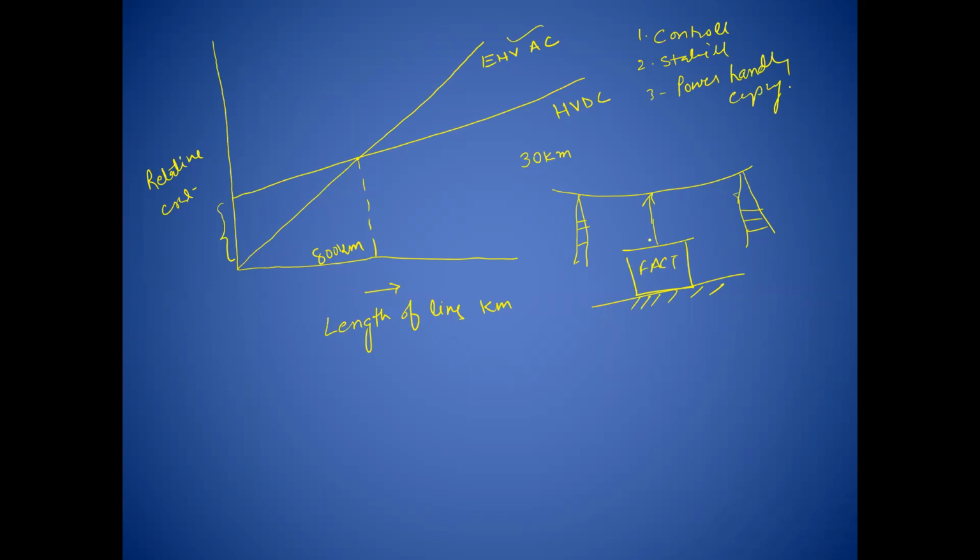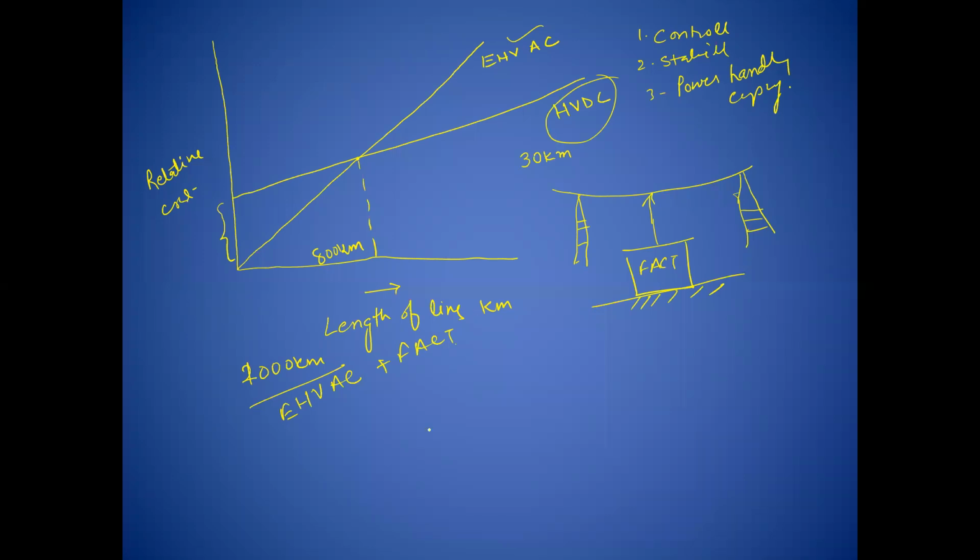So for this overhead transmission line, if the length of the transmission line is around 1000 kilometers, definitely we will use the EHV AC system in conjunction with FACTS technology. Whereas if the transmission line is more than 1000 kilometers, it may be 2000 kilometers or 1500 kilometers, without any tappings, definitely the HVDC system is good. Okay, so this is the second point which we have considered.